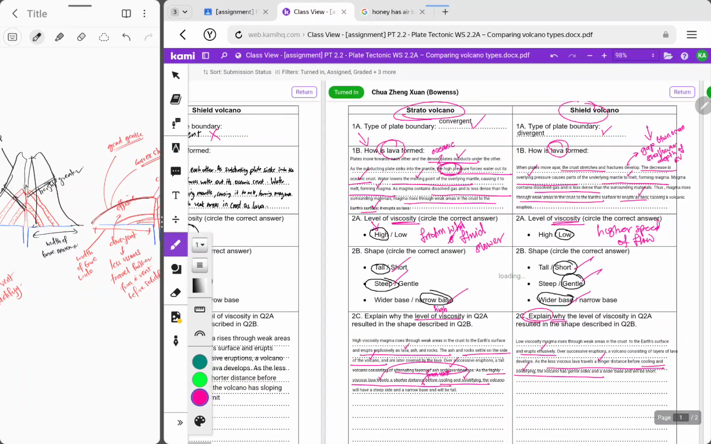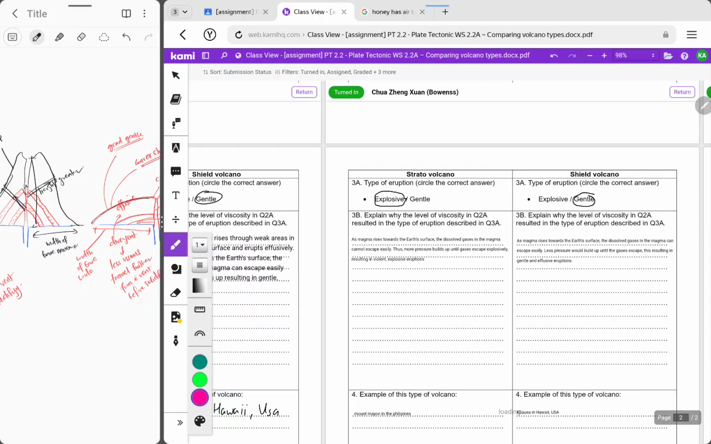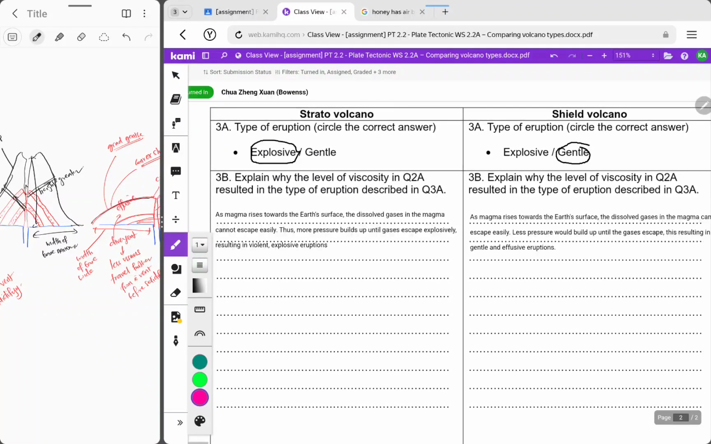Many ways that this can be tested, but keep in mind, we need to know what the information is to begin with. Last one is to talk about the type of eruption. Now this one again is a term that I use more regularly with your seniors because it's a term in their syllabus. Yours has changed already. So can I please have you change this to effusive instead of gentle? Okay, Zheng Xuan, well done. Explosive for strato, effusive for shield.